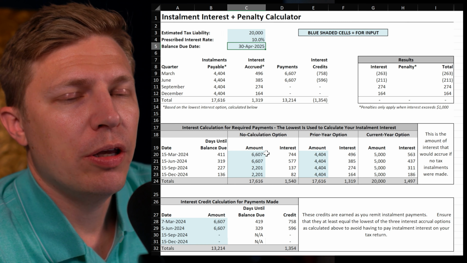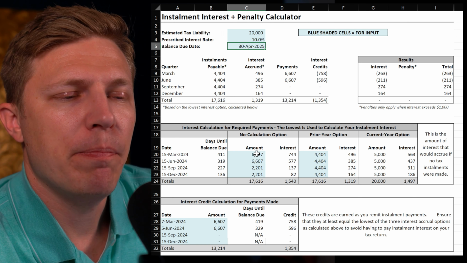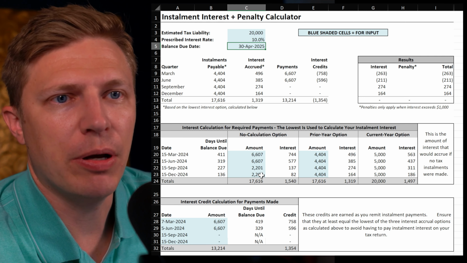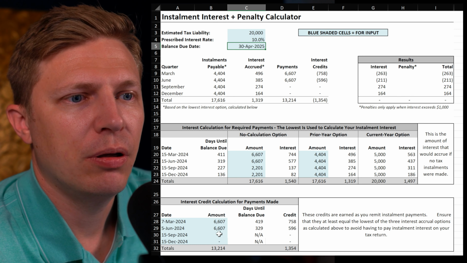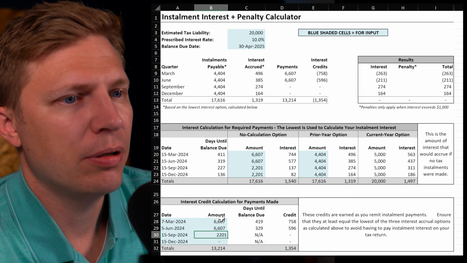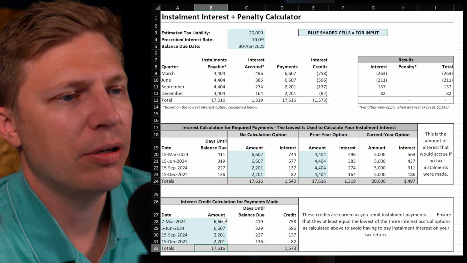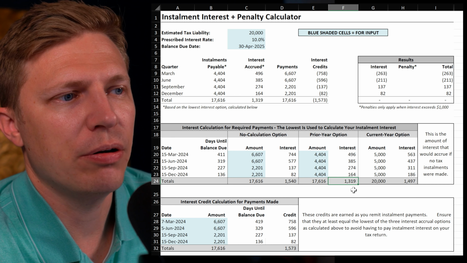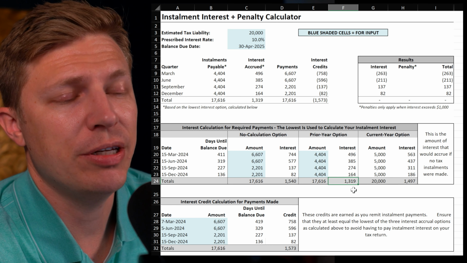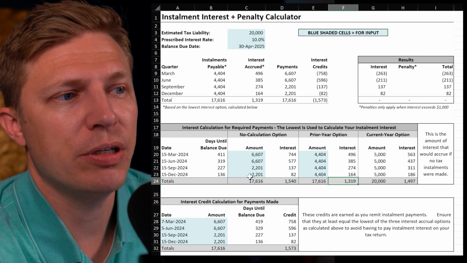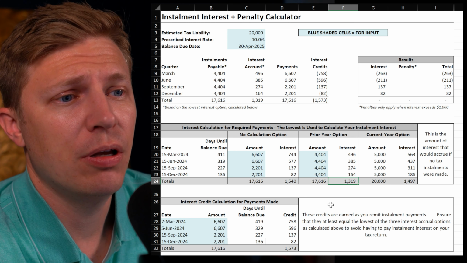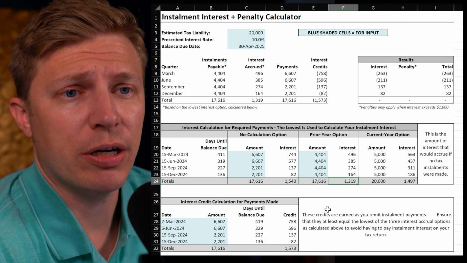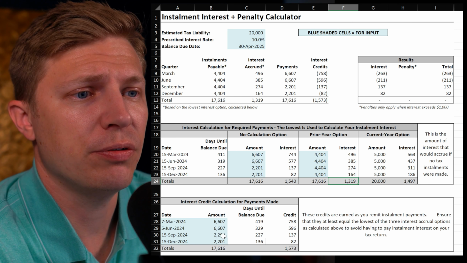So if you were ticking along making payments under the no calculation option, because that's the amount that shows up on the letter, you're going to see that your credit of $1,573 is actually higher than the required $13.19, which is the lowest interest payment option of these three. Another way of saying that is we've remitted more tax installment payments than we actually needed to.